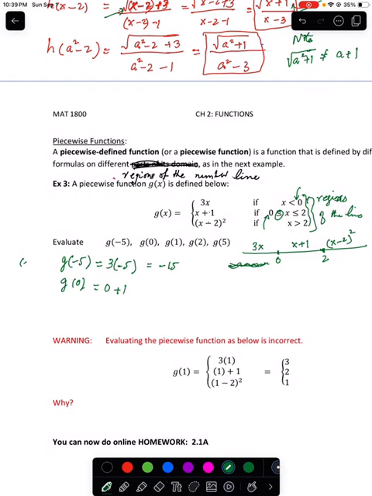Okay, the next one is g of 1. So you can see 1 is between 0 and 2. So again, we will use the same formula for evaluating g of 1. It will be 1 plus 1, which is equal to 2. Next is g of 2.